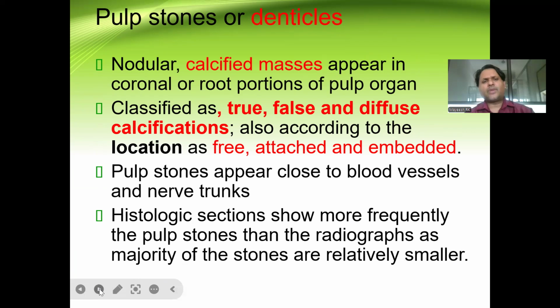So what are pulp stones? Pulp stones are basically calcified masses that are present in the coronal and root portions of the pulp organ. You need to know the classification. Headings are extremely important. So you have true, false, and diffuse. Then, as per location, you have free, attached, and embedded. The pulp stones appear close to the blood vessels and nerve trunks. So just remember the classification: true, false, diffuse, and then as per location, free, attached, and embedded.